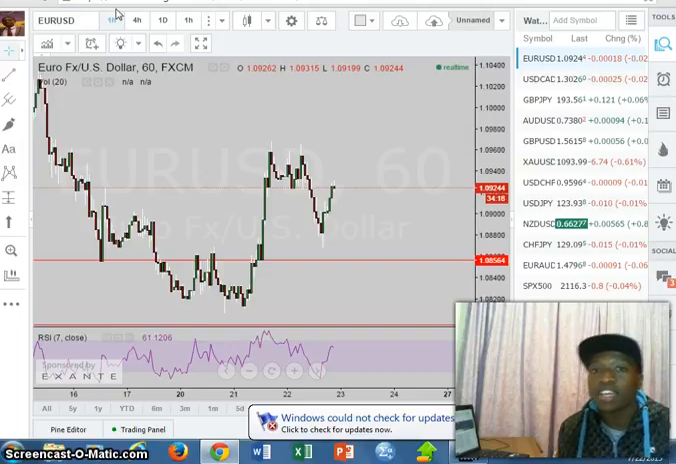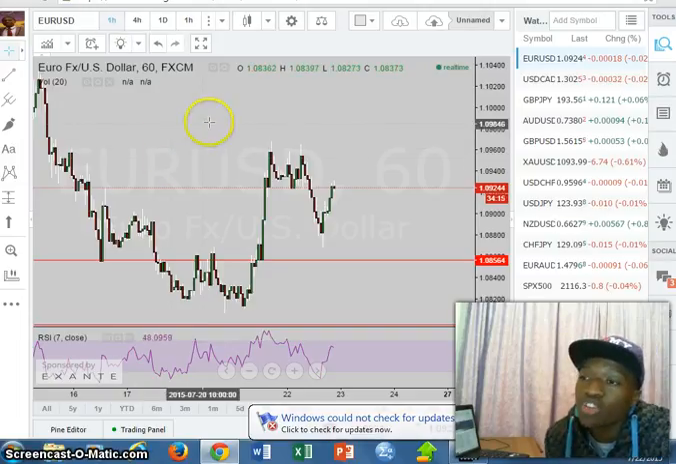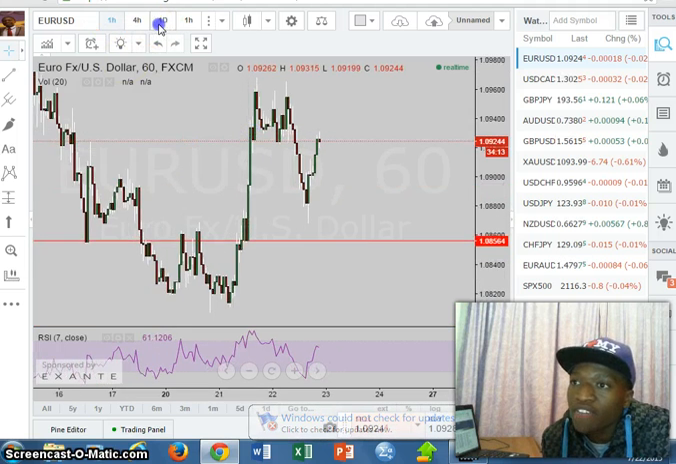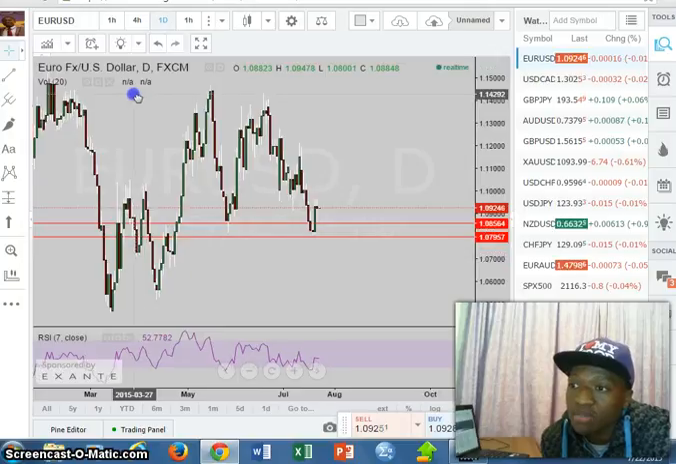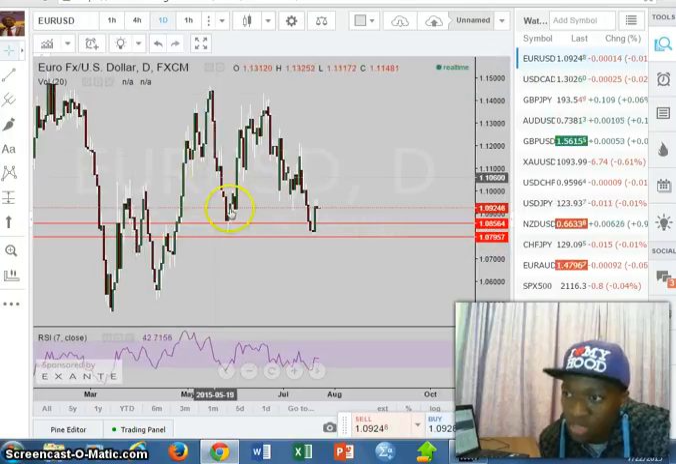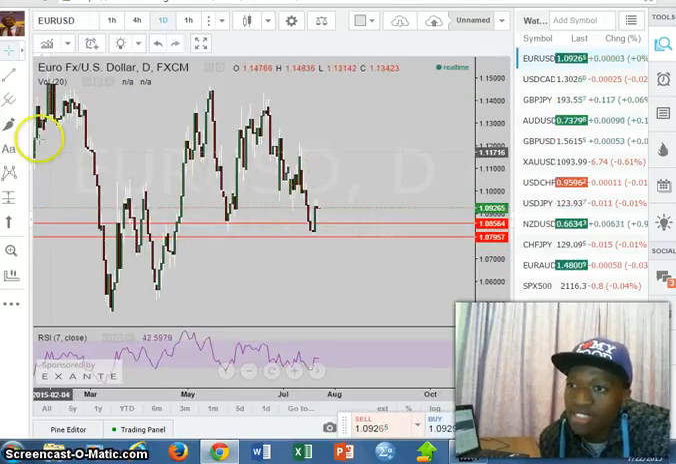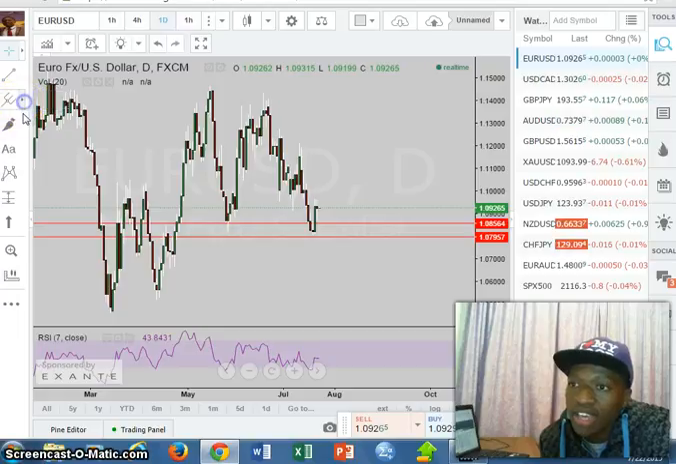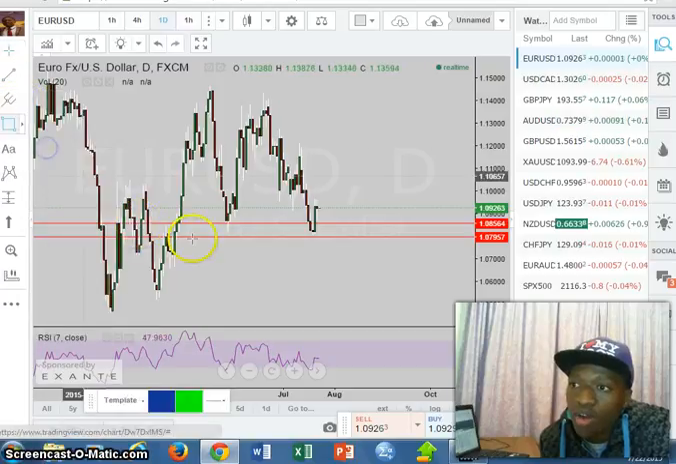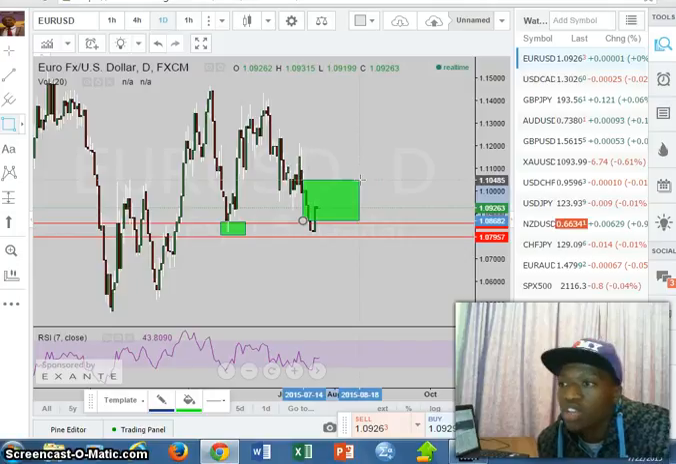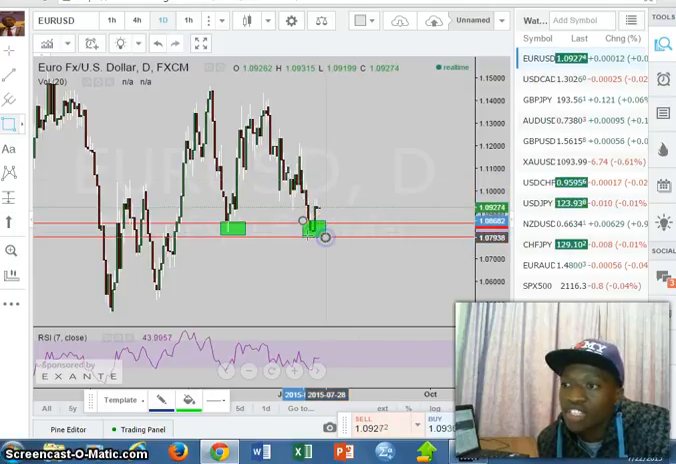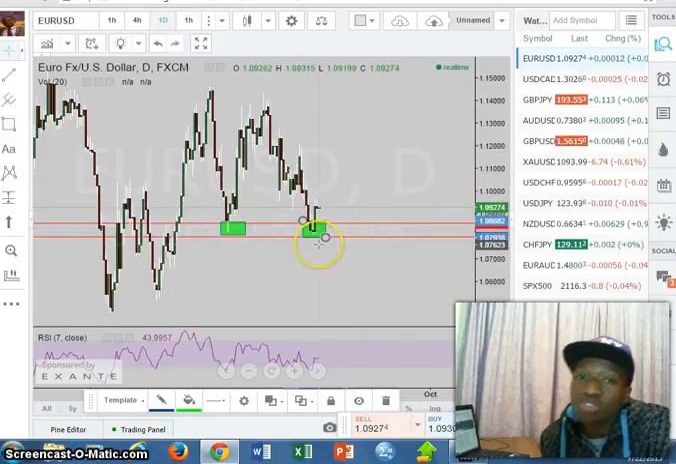So basically getting down to it, looking at the euro dollar, if I were to go down to the daily charts, we are currently in consolidation. However, what you can clearly see is that price action is holding support. So we have price action testing this level and holding. We have price action testing this level again and holding. So it is an indication to us that price action is respecting these levels.